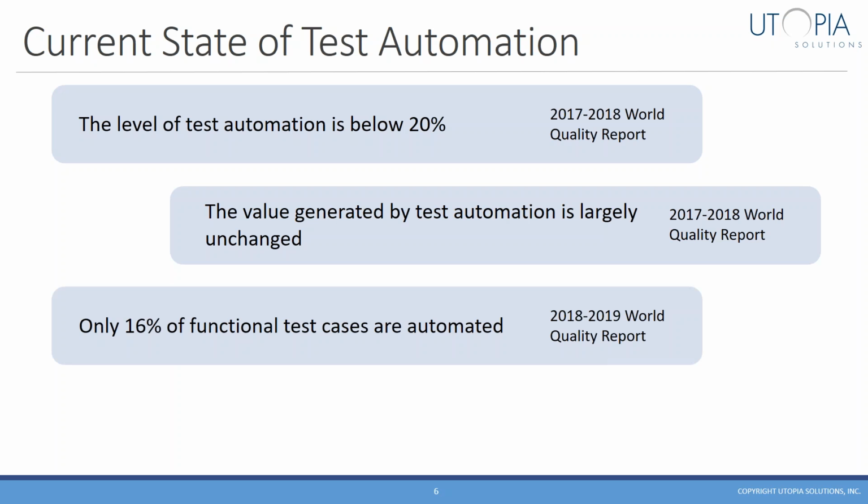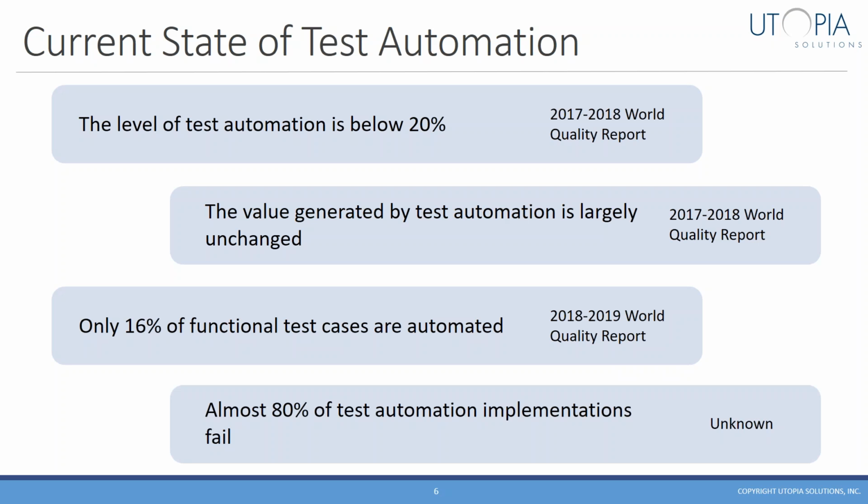Next, this year's World Quality Report showed that only 16% of functional test cases were automated, and similar percentages of automation existed across other types of testing as well. So again, another pointer to a large opportunity.